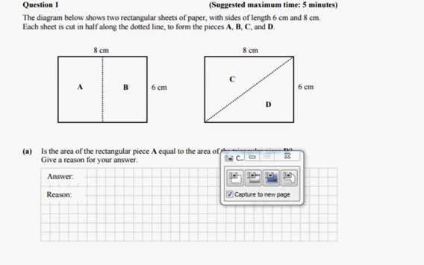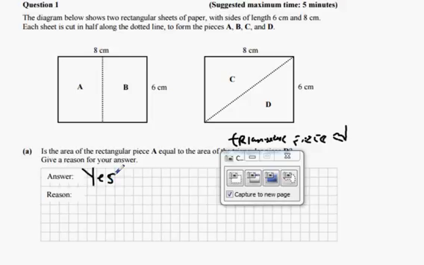Is equal to the area of the triangular piece D. What do you think, Paul? Yeah. Why?